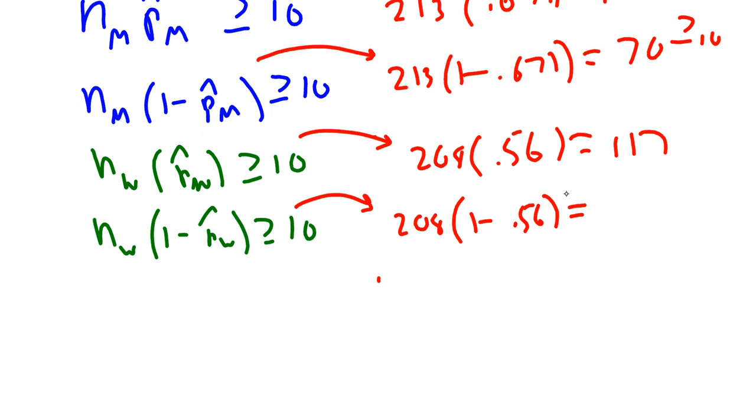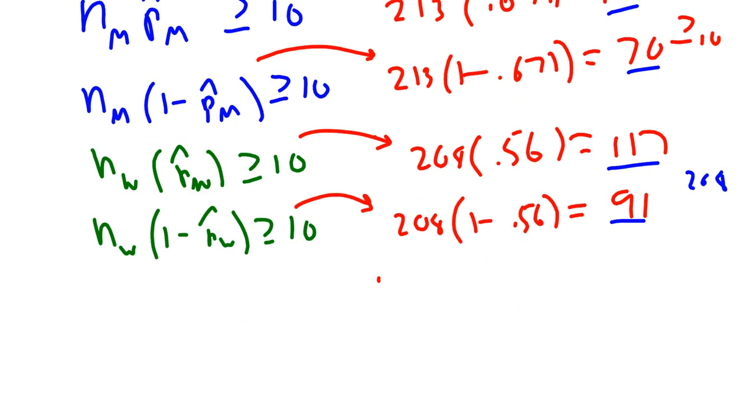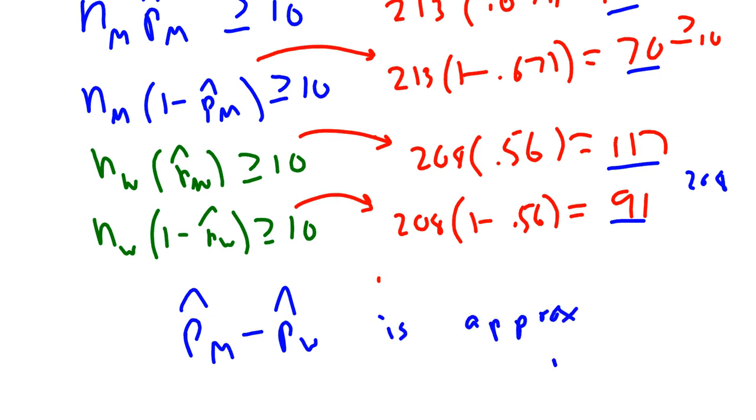So you get 91. You should notice, for example, that 117 and 91 together give you 208. Up here, you should notice that 143 and 170 give you 313. That's not a coincidence. So because of this, we have normality. We can say the following: because of both of these things, p hat of the men minus p hat of the women is approximately normal. Okay, moving right along.